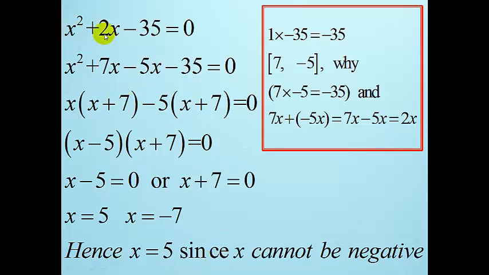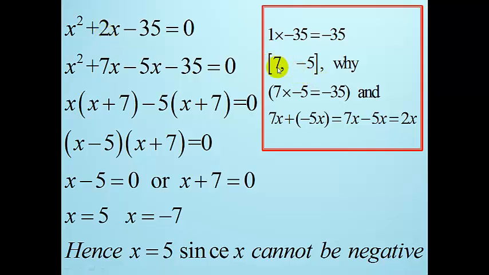Now, x squared plus 2x minus 35 equals 0 is a quadratic equation. So how do we solve this quadratic equation? The coefficient of the square term is 1, the coefficient of x is 2, and the constant is minus 35. To solve a quadratic equation, you multiply the coefficient of the square term by the constant. Because the coefficient of x squared is 1, 1 times minus 35 gives us minus 35. Now we search for two numbers which, when we multiply, we get minus 35, but when we add, we get the coefficient of x, that is 2.